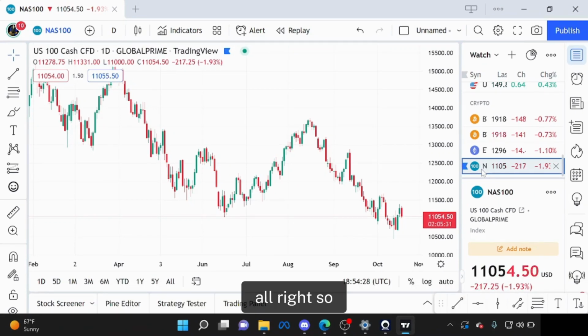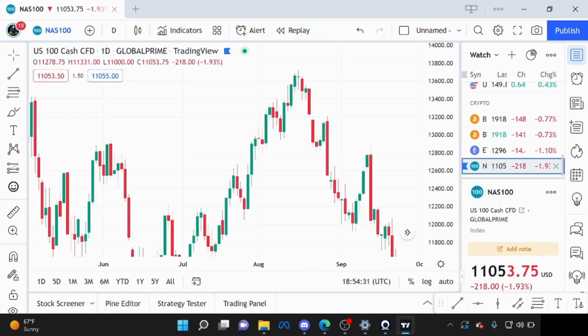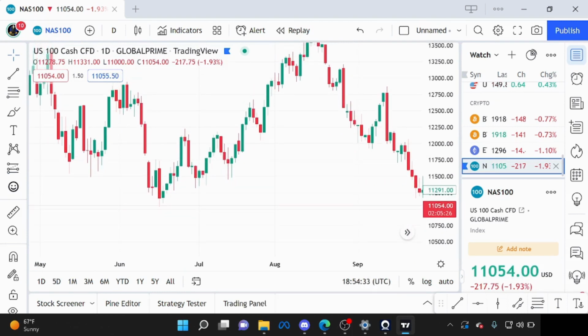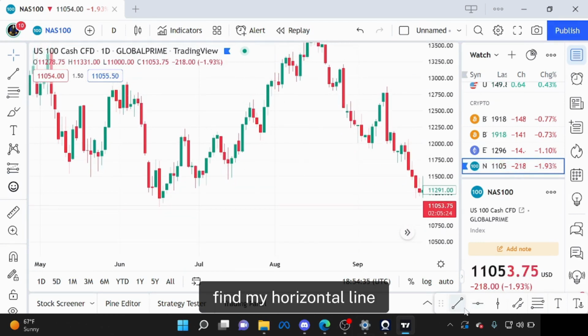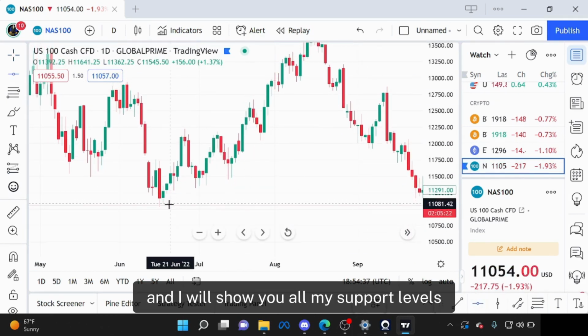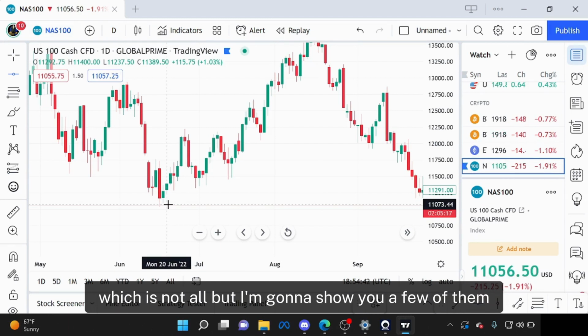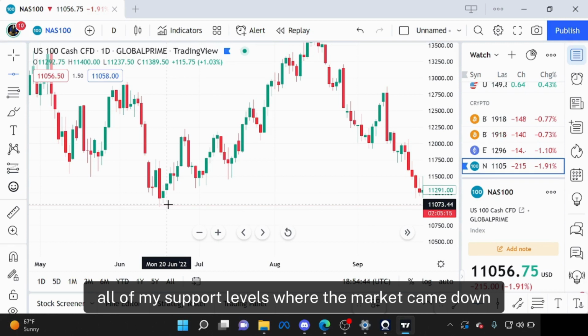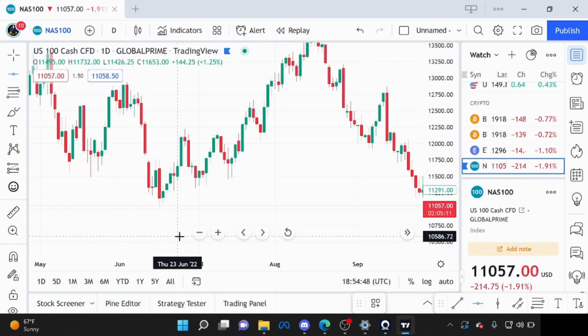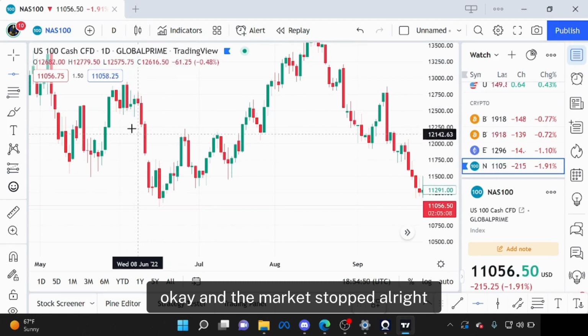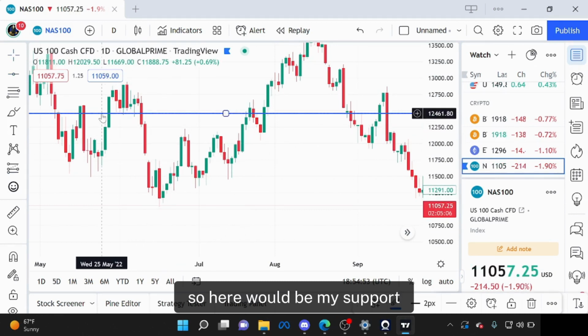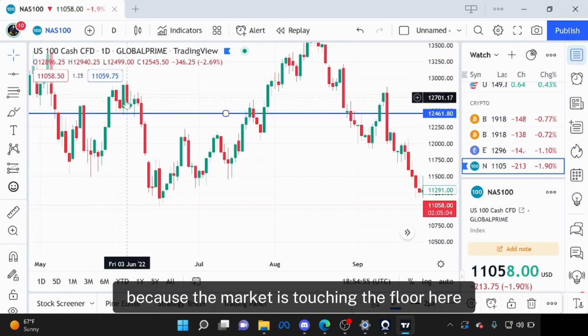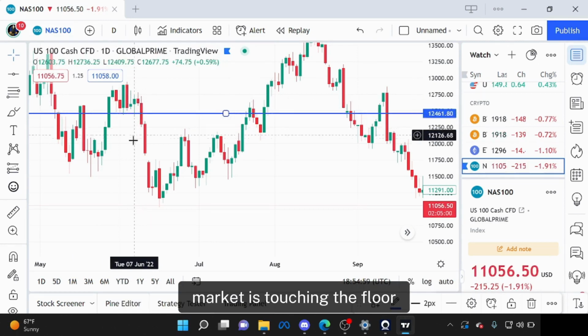All right, so what do I mean by that? Find my horizontal line, and I will show you all my support levels, which is not all, but I'm going to show you a few of them. All of my support levels where the market came down, okay, and the market stopped. All right, so here would be my support because the market is touching the floor here. The market is touching the floor.